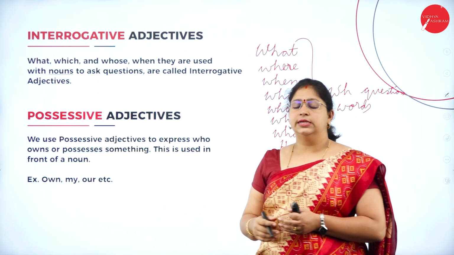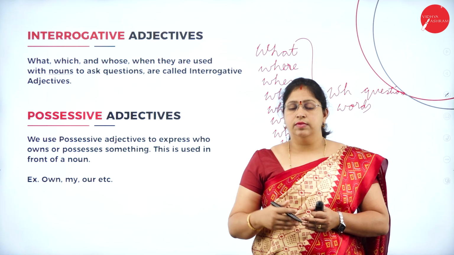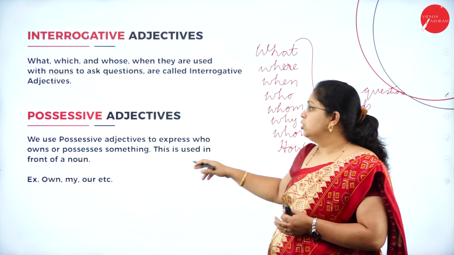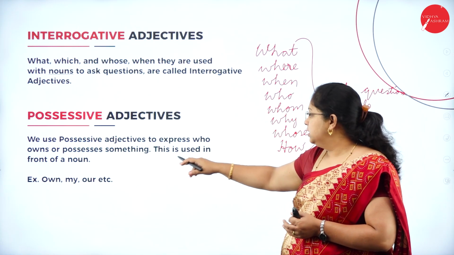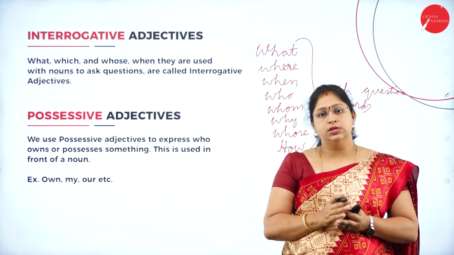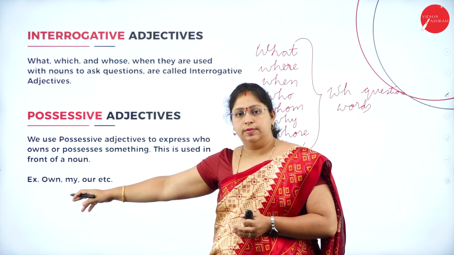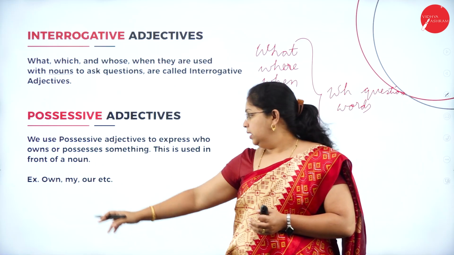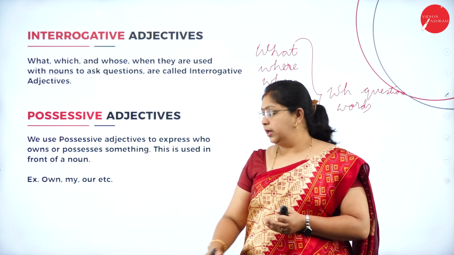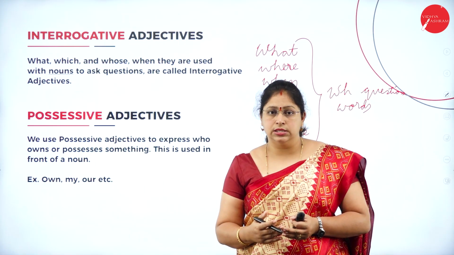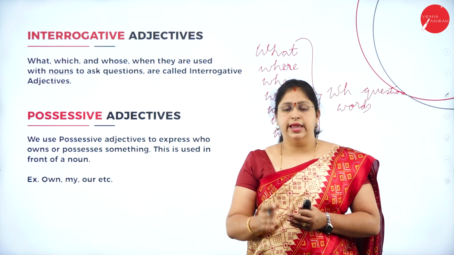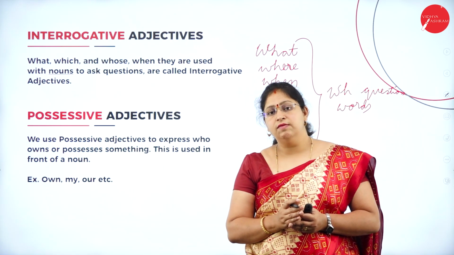Next, possessive adjectives. This shows the possession where we say to whom it belongs. We use possessive adjectives to express who owns or possesses something. This is used in front of a noun. So to whom it belongs is said using these words. Example, own. This is my own. I own this. My book. This shows the possession that it belongs to that person. Correct. And our. This is our class. So a noun is modified using the possessive words. At that time, those words are called possessive adjectives.